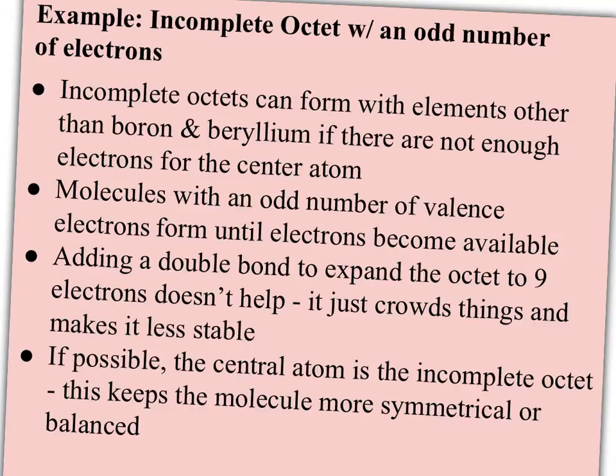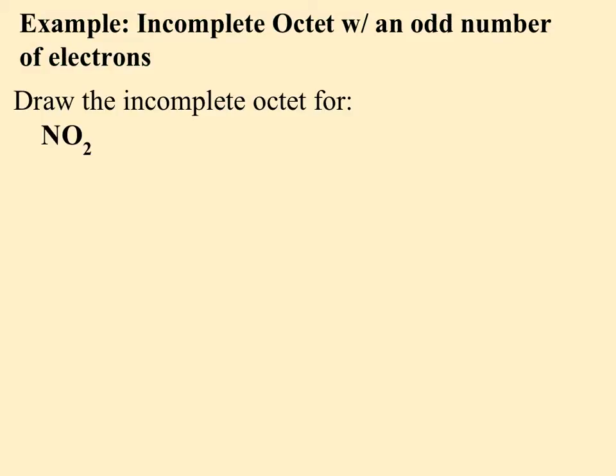So if possible, it's the central atom that's the incomplete octet because it keeps the molecule more symmetrical. Just like it's the center atom with boron and beryllium that's incomplete, and it's the center atom that ends up expanded. So think about keeping it balanced. If there's imbalance, we put it right in the center of the atom. So let's look at an example here.